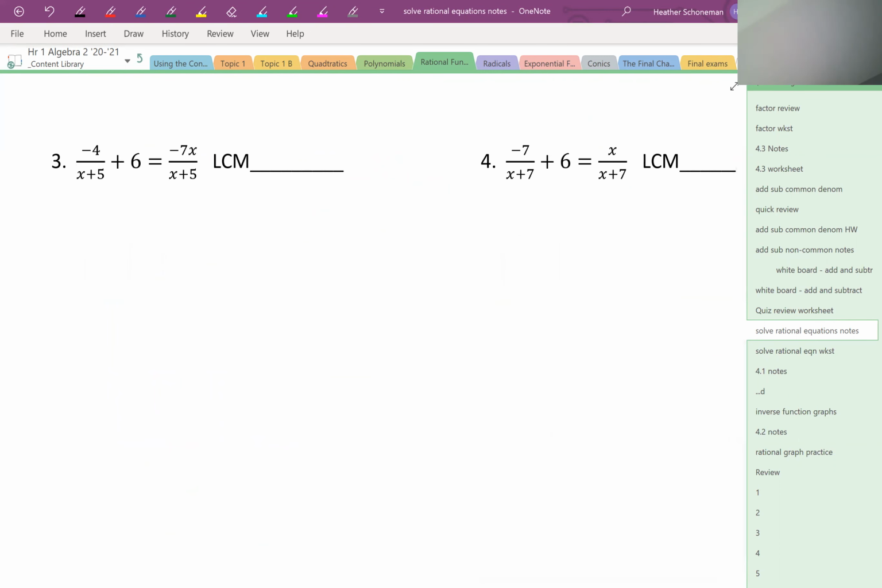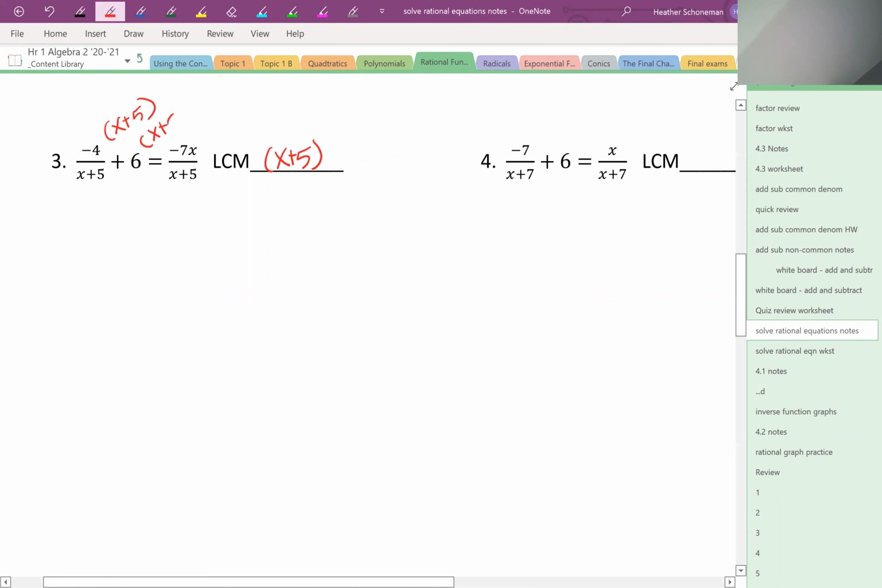Now, number 3 and the rest of them are different because they have variables in the denominator, but the process is identical. So my denominator is x plus 5. It's the only one I have, so that has to be the least common multiple. So I'm going to multiply everything times x plus 5. And when I do that, on the first fraction, the x plus 5's cancel, and I just get negative 4. On the second fraction, nothing cancels, so I have to distribute this, and I get 6x plus 30. Over here, the x plus 5's cancel, and I get negative 7x.